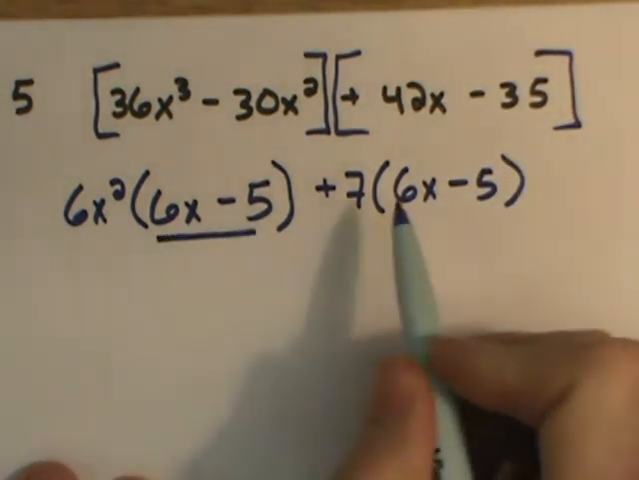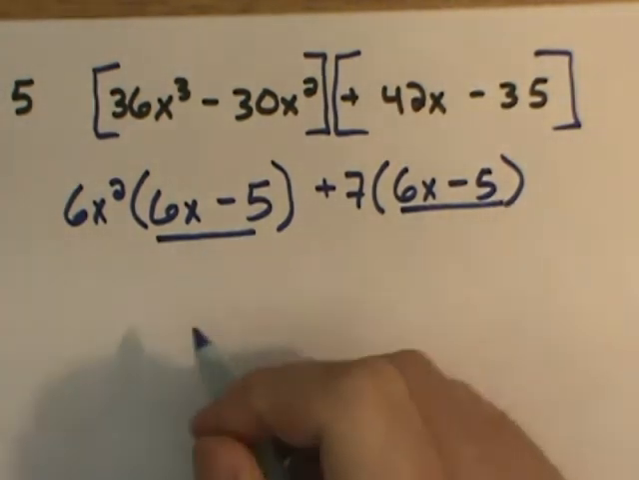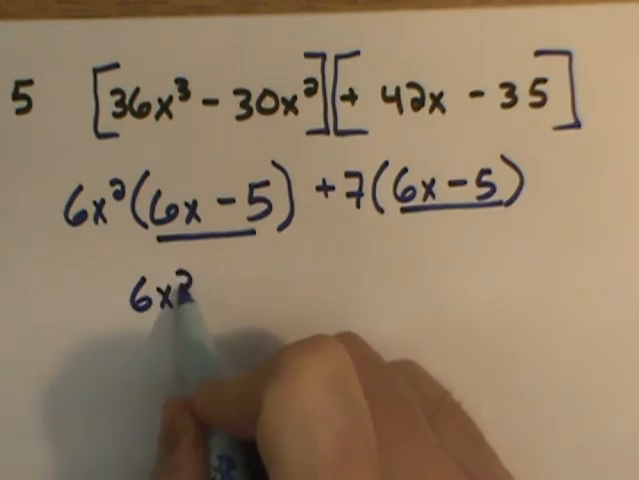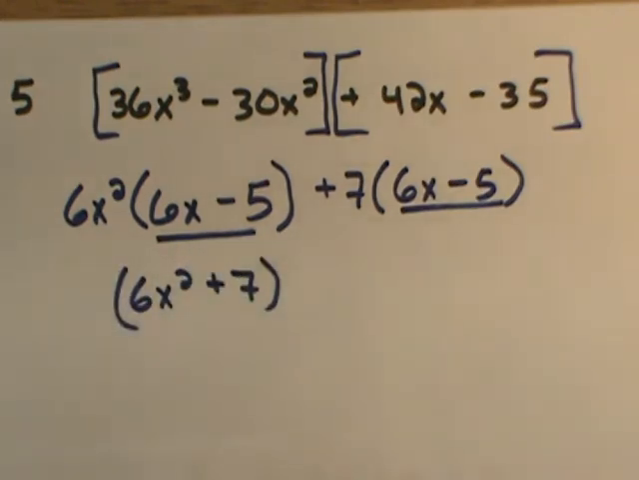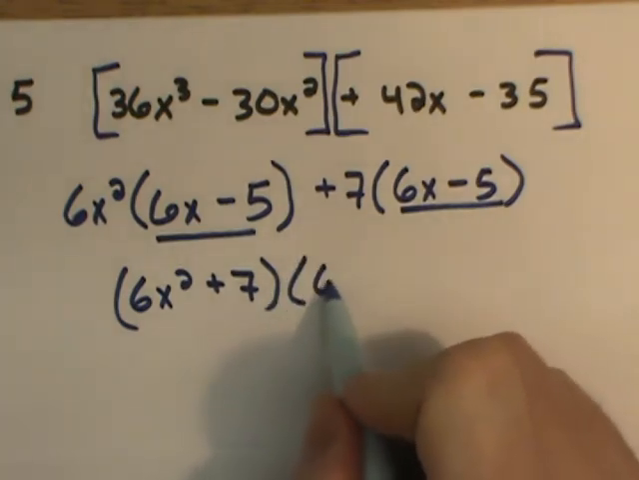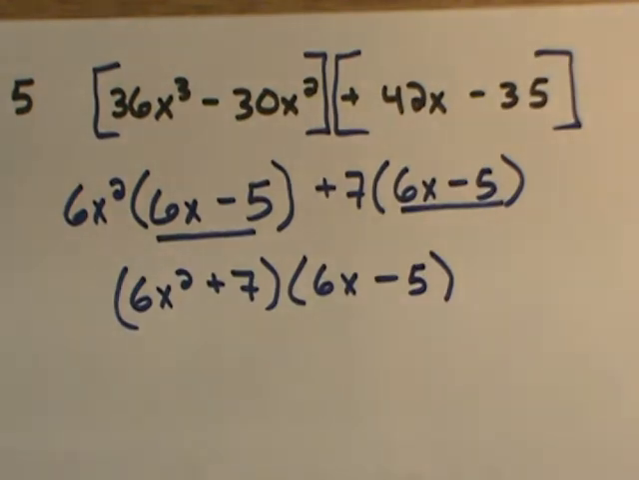Because we have a like set of parentheses, we are permitted to bring these leading terms together. And this becomes 6x squared plus 7. And you rewrite what they have in common once. So it looks like something that needs to be FOILed out. We'll move up.